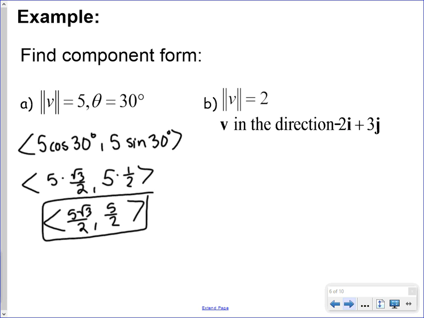Yeah, more dimensions. Oh, that's the magnitude. Sorry, I was kidding.